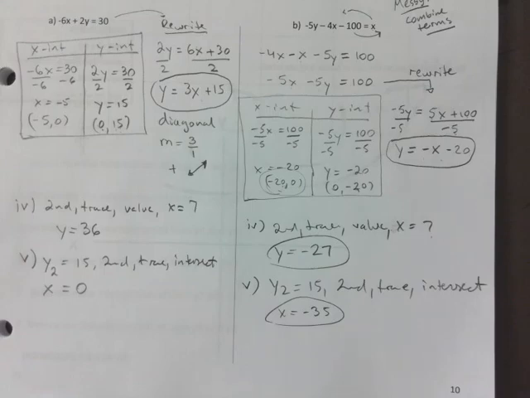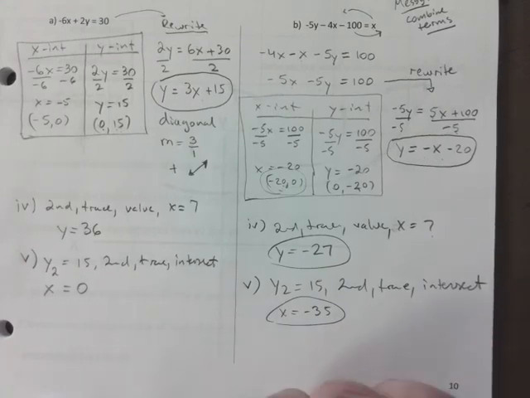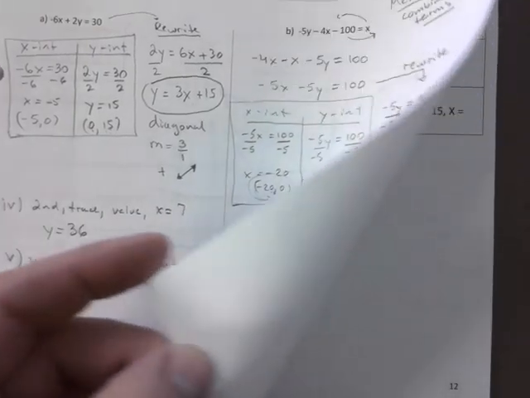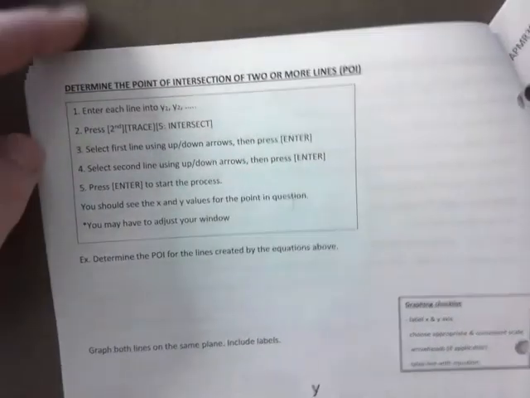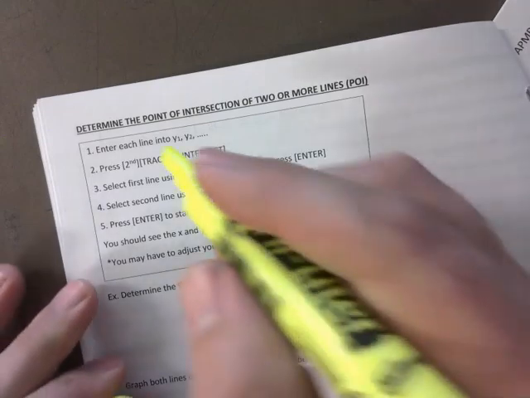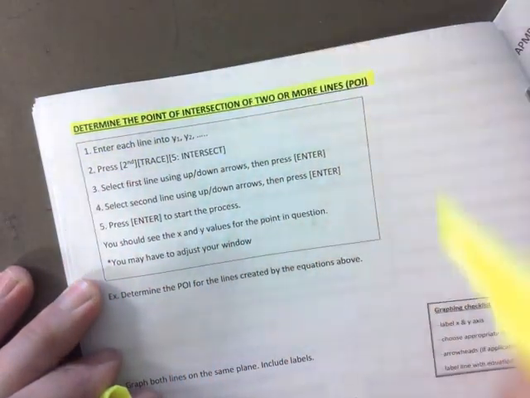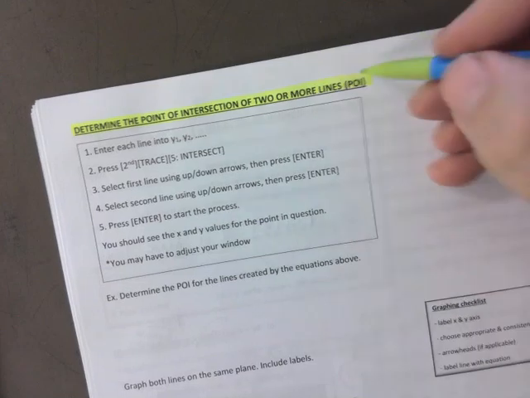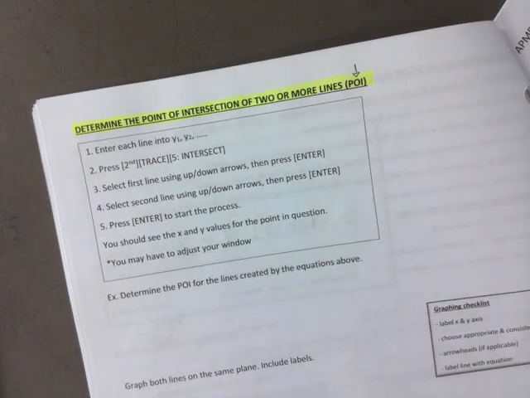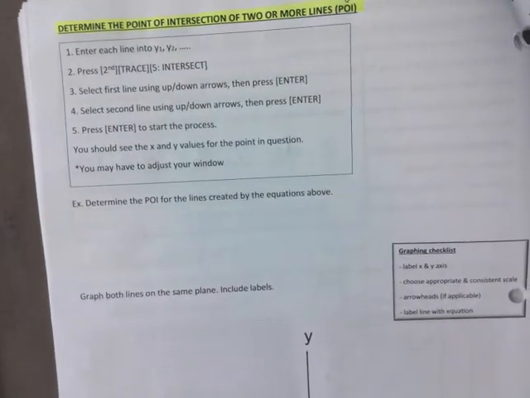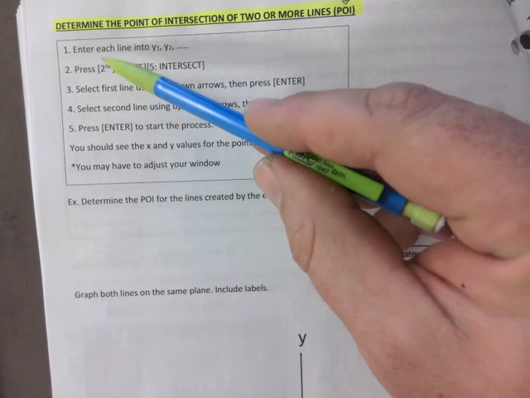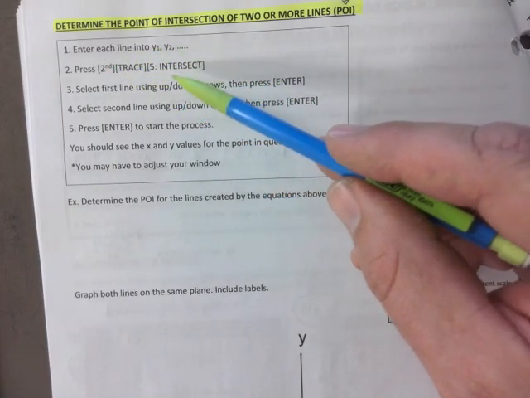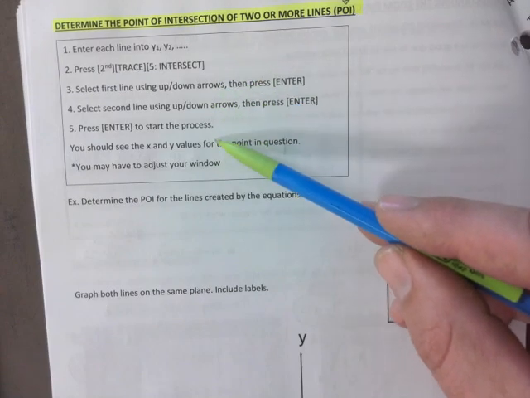Okay, this is where everything wraps up in terms of systems. For now, we're only going to do 2 at a time. Go to 11. Again, I don't have to do this in detail because I've done this in the quadratic. Right? Determine the point of intersection of 2 or more lines. POIs, we call them. That's a new word for you, point of intersection. This walks you through, enter each line into Y1, Y2, find intersection, and so forth. I'm going to skip that.